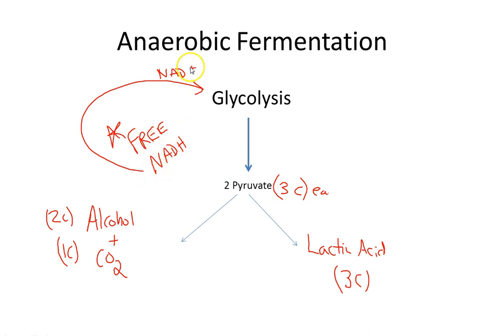If all of the NAD is tied up with the electrons, pretty soon you're not going to have enough NAD to continue glycolysis, to take the electrons from glucose and oxidize it. So what happens is pyruvate is either going to get converted to alcohol and CO2 in the case of alcohol fermentation. This is the case for certain organisms such as yeast or some bacteria, which are going to make ethyl alcohol, a 2-carbon molecule, and carbon dioxide, a 1-carbon molecule.